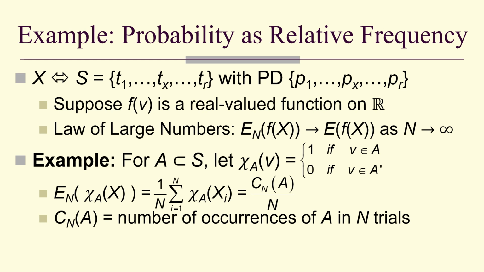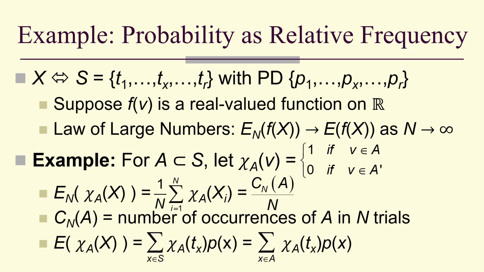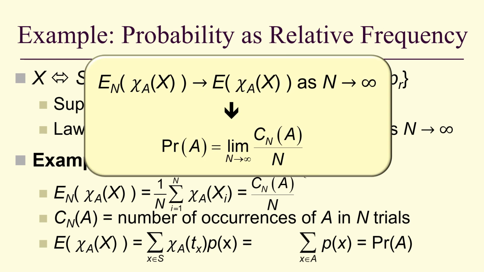And therefore, our sample mean for the characteristic function is a count divided by the number of trials. That's called a relative frequency. The theoretical expected value, on the other hand, is just the sum over A of the probabilities, which is the probability of A. And therefore, the law of large numbers says that with probability 1, the probability of A is the limit as n goes to infinity of the relative frequency, the count of the number of times in n trials that A occurs, over n.